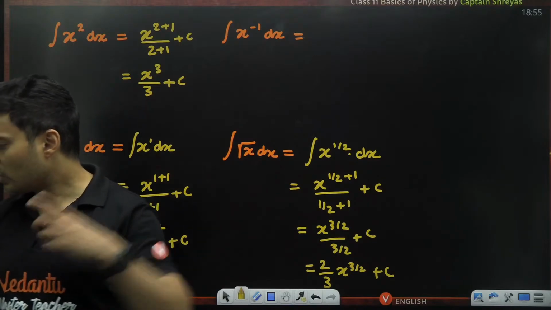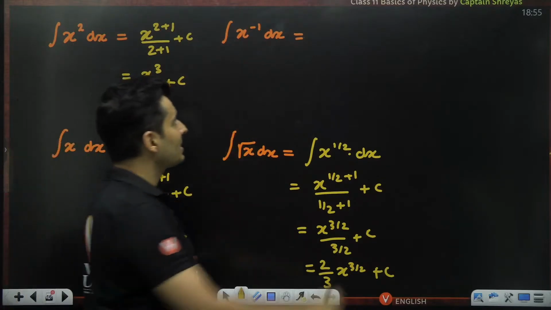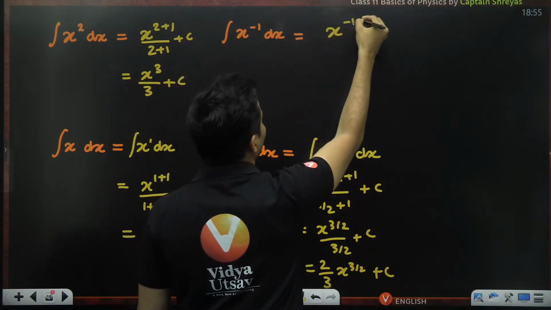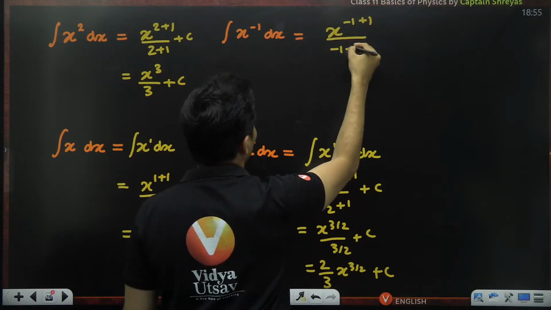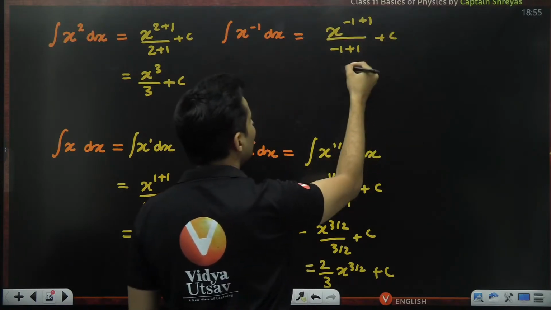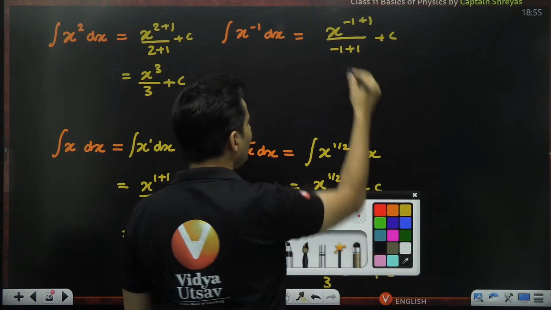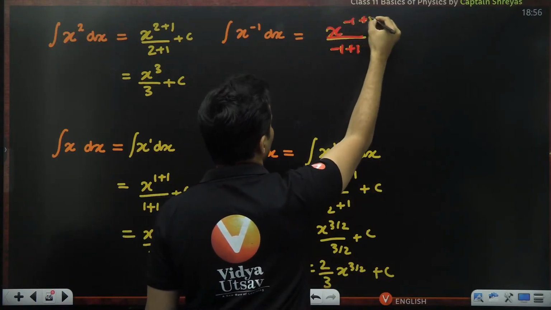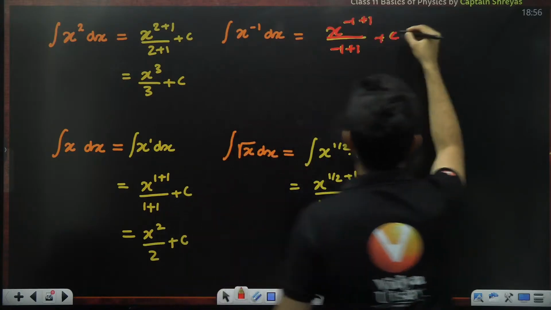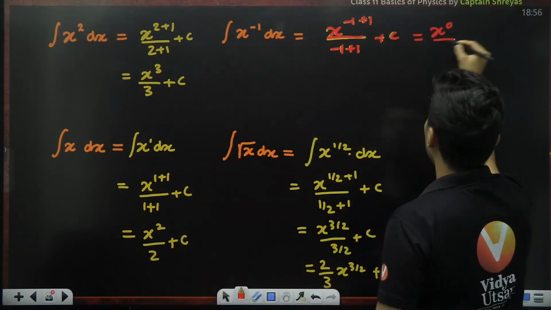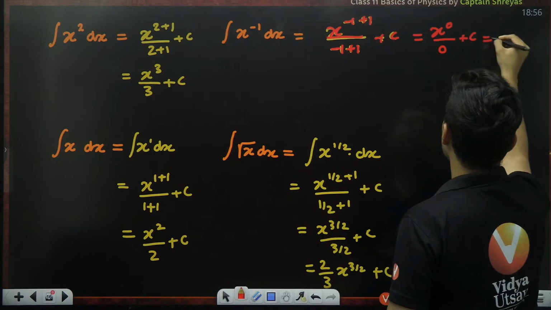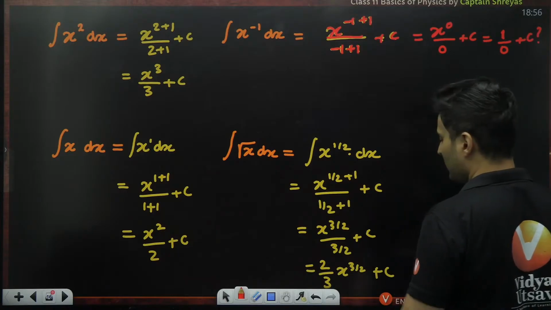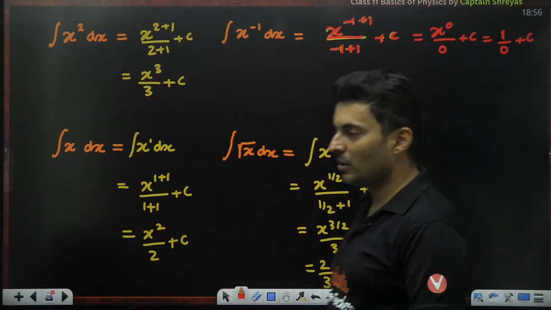But sir, what about this? A lot of you might be facing an issue if you use the x raised to n formula. Minus 1 plus 1 by minus 1 plus 1, plus c. This is 0, so there is a problem. The moment I do this, minus 1 plus 1 here and also minus 1 plus 1 below, plus c, this will be x raised to 0 by 0 plus c. x raised to 0 is 1. So 1 by 0 plus c. What is this? This is not defined. So is the answer not defined?